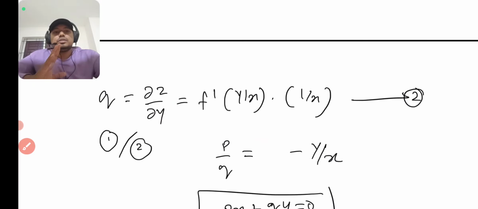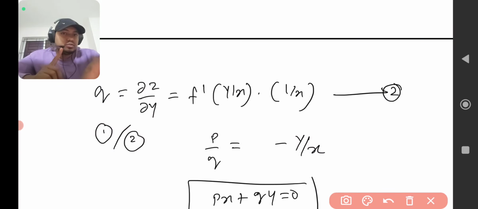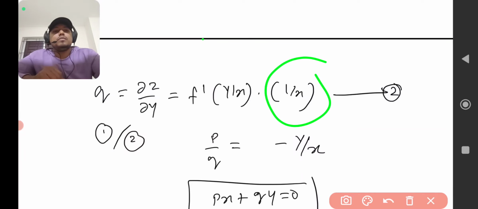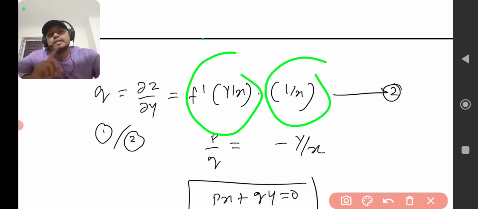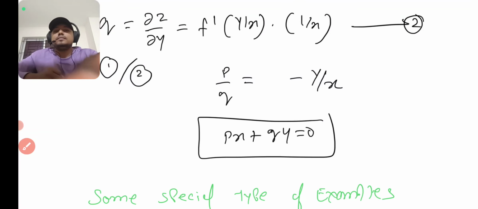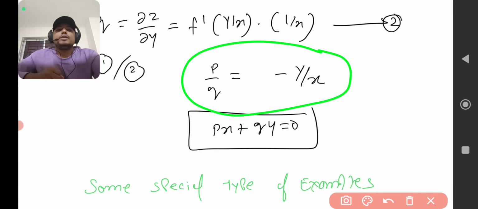Then you do a similar thing for y also, the same equation you differentiate for y. So the function became f dash and the remaining will become 1 by x. You can see here f dash is coming in the second equation also and in the first equation also. Then divide them and get p by q is equal to minus y by x. Rearrange, done.